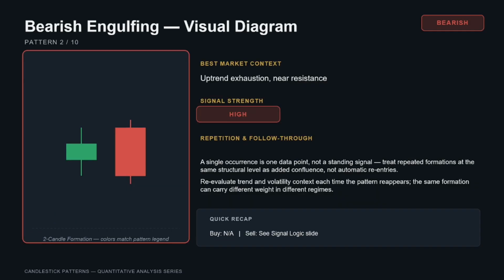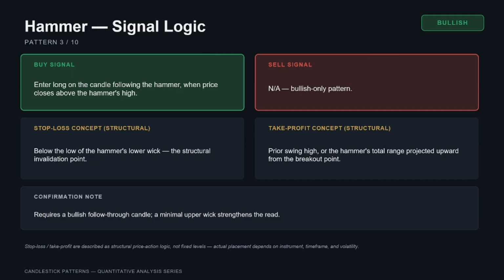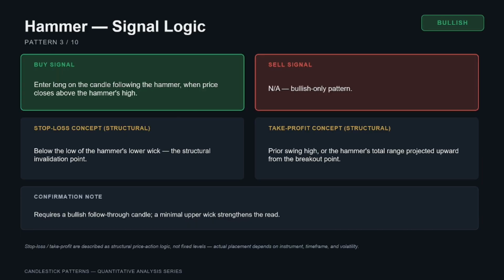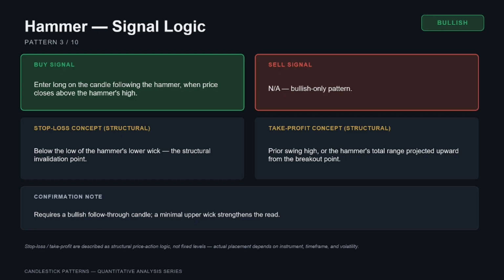Pattern 3. Hammer. Single candle pattern with small real body in upper third and lower wick greater than or equal to 2 times body length. Body color is secondary to shape. Best context: downtrend near support. Signal strength medium. Signal logic: enter long on the candle following the hammer when price closes above the hammer's high.